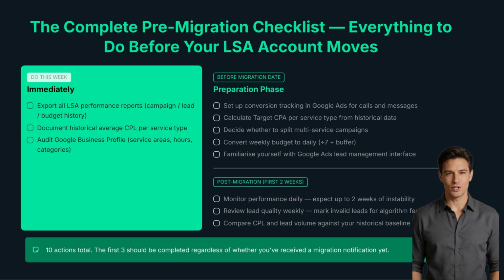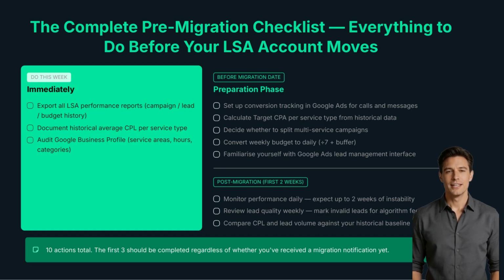Document your average cost per lead by service type over the last 90 days. This number becomes your target CPA baseline. You cannot set a grounded target CPA without it. Review your Google Business Profile. Confirm service areas are accurate, service types are complete, hours are current. Errors here become campaign errors.